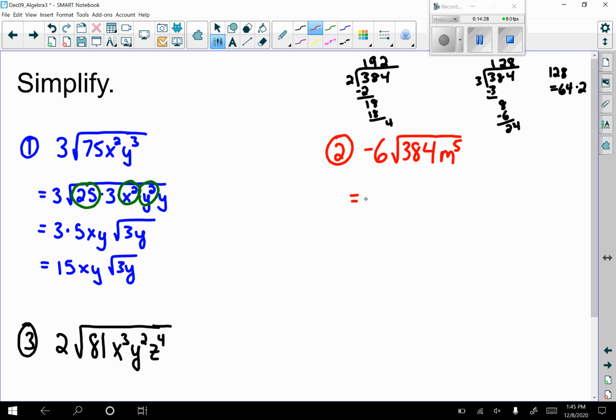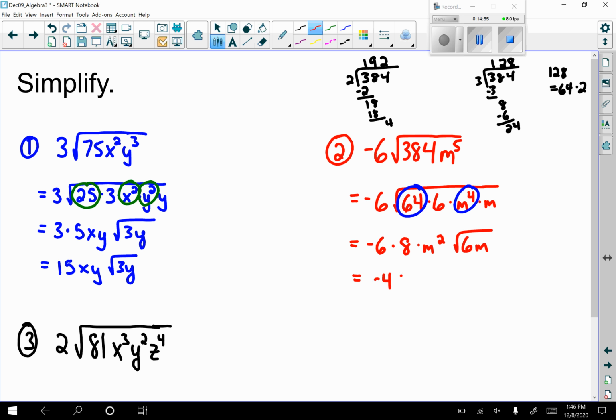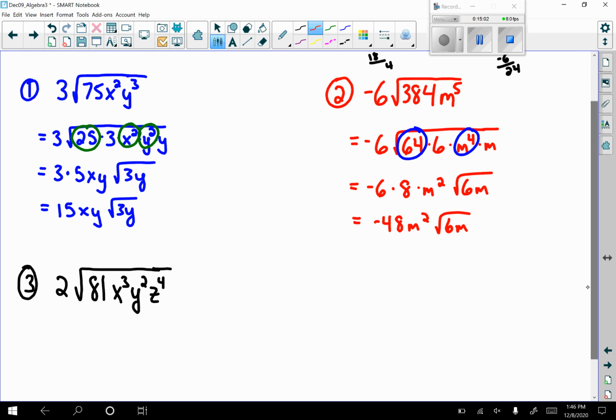So I'm still going to leave the negative 6 out in front. The 384 we're going to factor into 64 times 6, and then m to the 4th times m. So now I'm going to circle the 64 and m to the 4th. So I'm going to get a negative 6, still stays on the outside. Square root of 64 is 8. Square root of m to the 4th is m squared. What's left underneath? A 6m. Now just multiply negative 6 times 8, so we get a negative 48m squared times the square root or radical 6m. So sometimes we do get larger numbers.